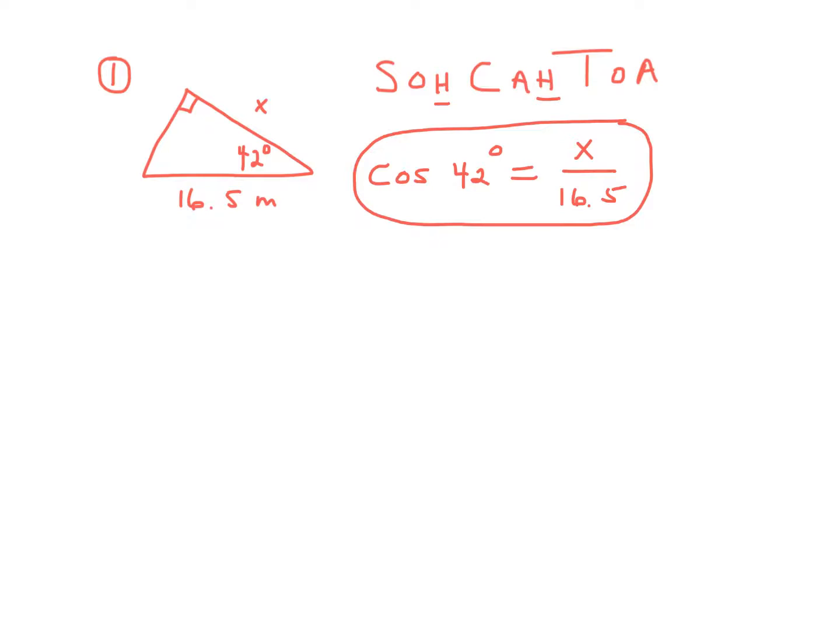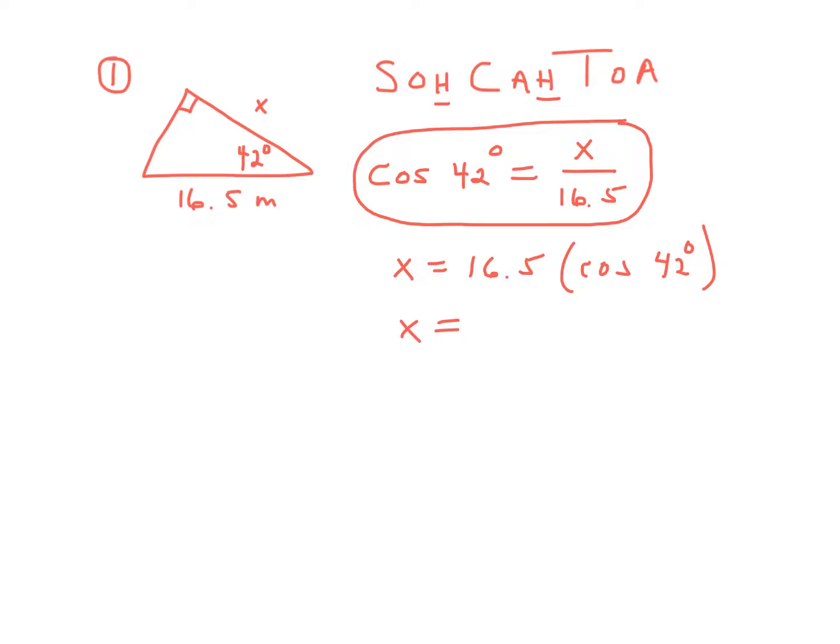And now I will let you just solve the problem. Basically what you'll be doing is multiplying both sides by 16.5. In other words, here's a step that you don't need to write down, but it would look like this. X will be equal to 16.5 times the cosine of 42 degrees. So you go to your calculator and punch that all in.